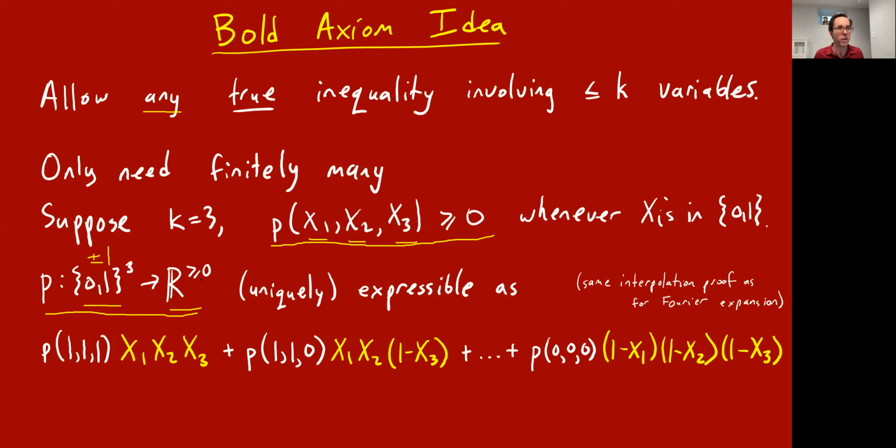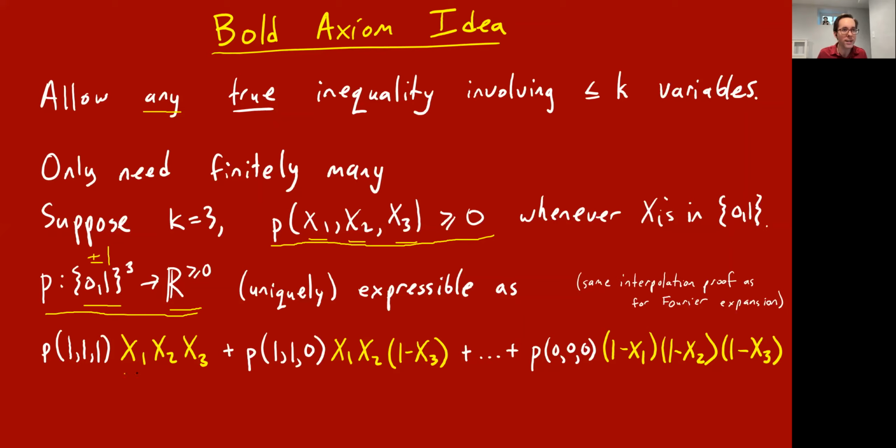And this greater than or equal to 0 is not necessary. Every function mapping n-bit plus or minus 1 strings to real numbers was uniquely expressible as a multilinear polynomial. The same is true for 0, 1 bits. You can just do a linear shift to change plus or minus 1 into 0, 1. But it's also clear if you just look at it like this.